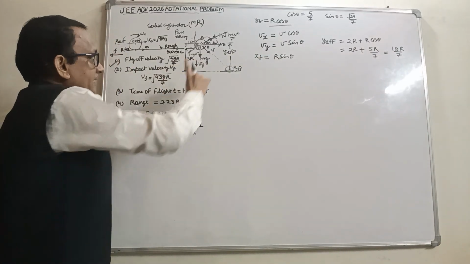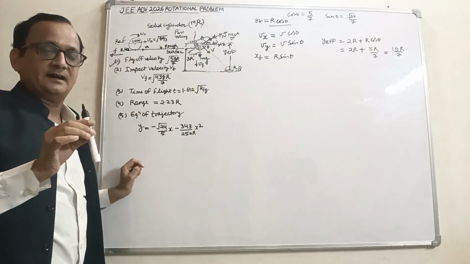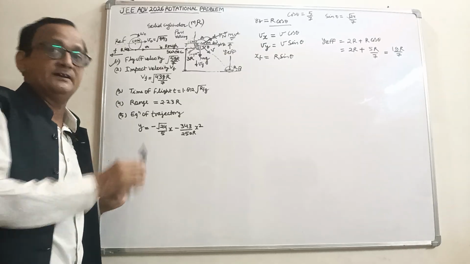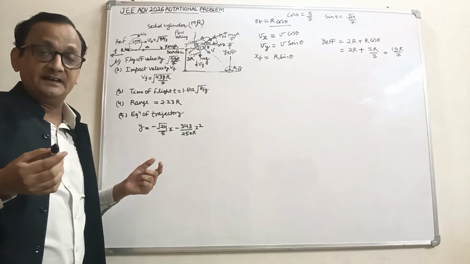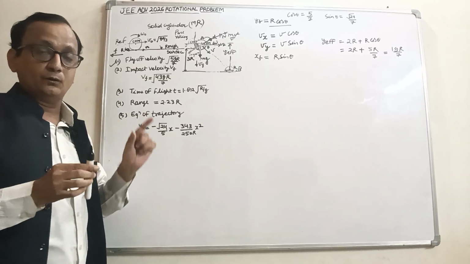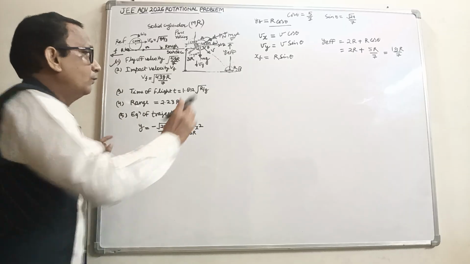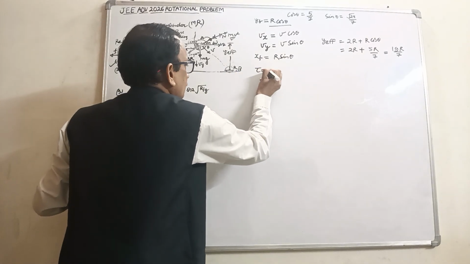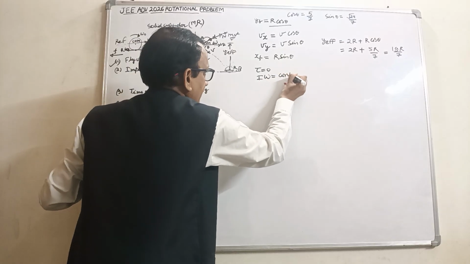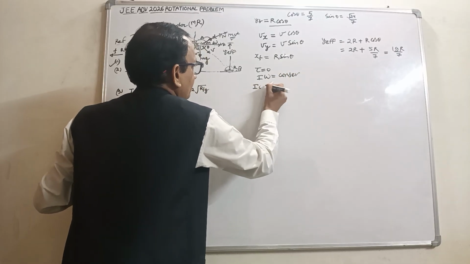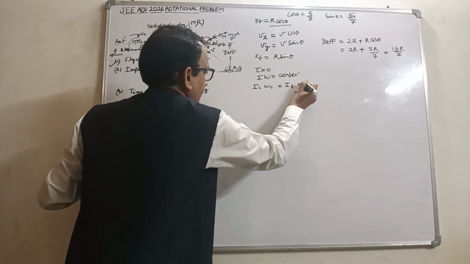Angular velocity would be constant because this is a projectile motion under gravity, and gravity is acting through the center of mass, so gravity is not providing any torque. So here the torque is zero, so angular momentum would be conserved. The initial angular speed would equal the final angular speed.